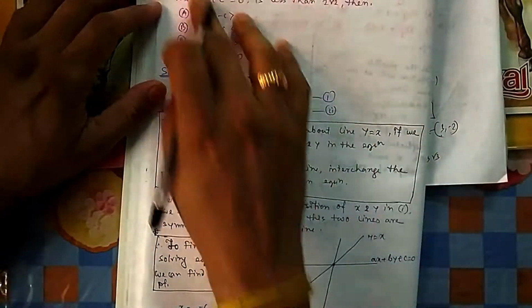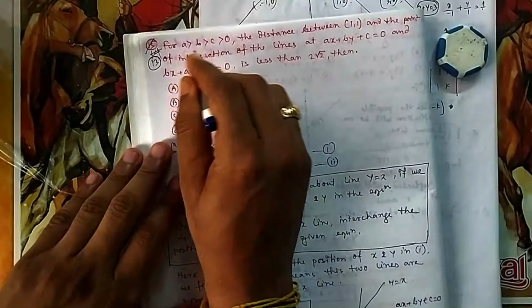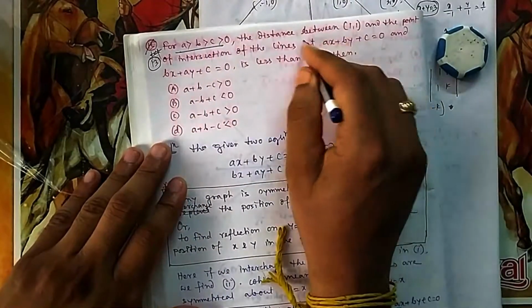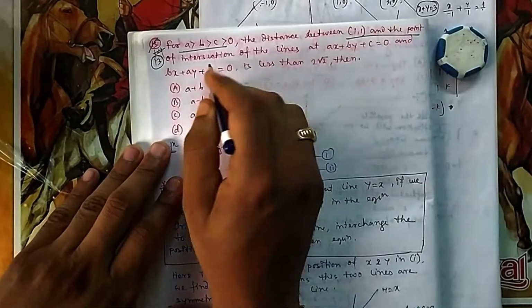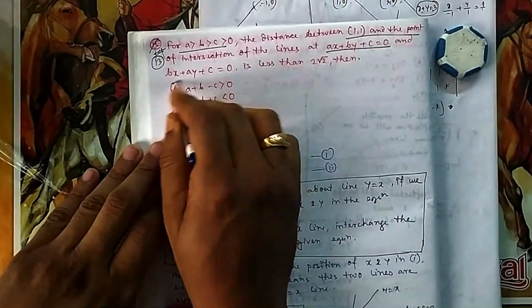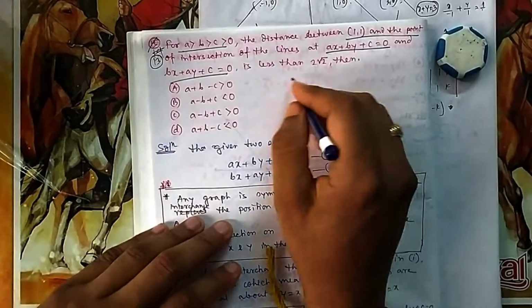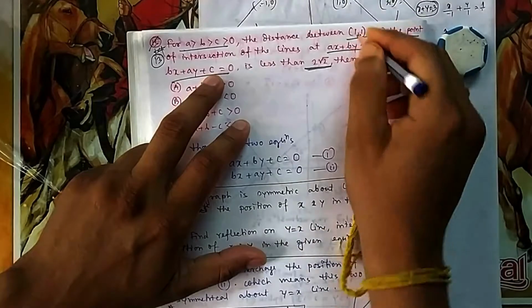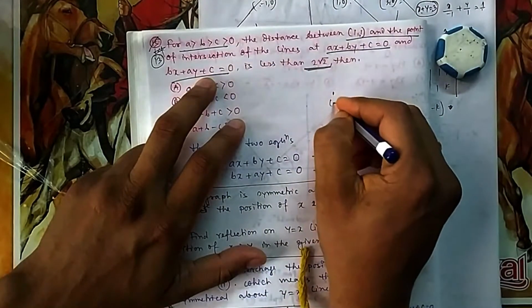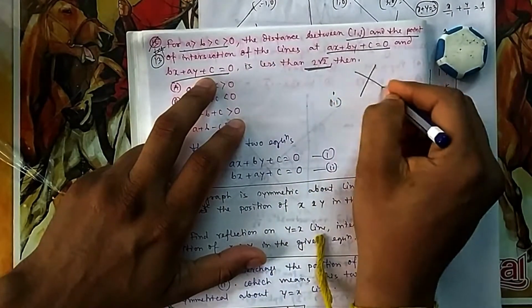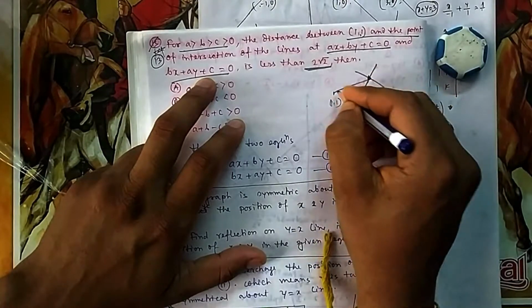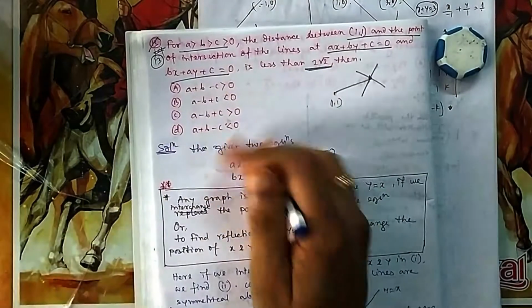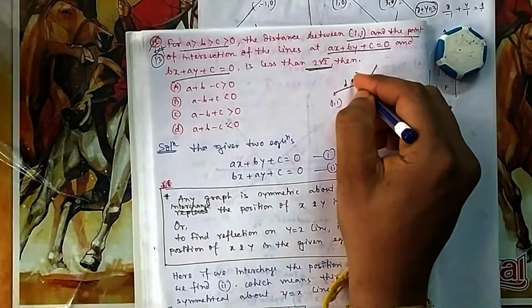So I have mentioned directly this 15, I have made it 30. If a > b > c, the distance between (1, 1) and the point of intersection between this line and this line. So the point of intersection of these two lines is less than minus 2. The distance between the point (1, 1) and the intersection of these two lines is less than 2 root 2. Then what should be the condition? This distance should be less than 2 root 2.